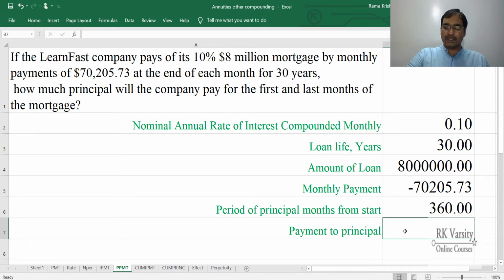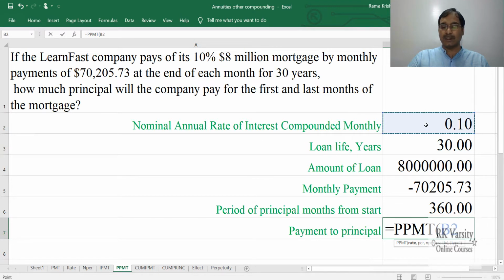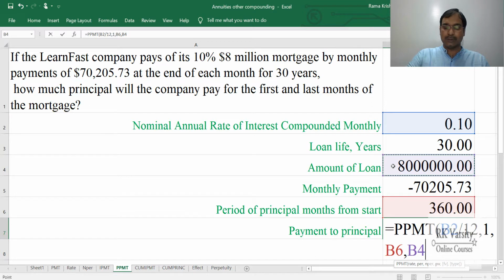So here we use equal to PPMT, that is principal payment. Here you need to select the rate. Here is the rate. This is the annual rate. This needs to be divided by 12 so that you get a monthly compounding rate. Then the period, for which period you want to know the principal amount. Let us say for the first period or the first month. So we'll enter 1 here for the first month. Then the number of periods, total number of periods is 360. We'll select this, place a comma, then your PV, the loan amount. So select the loan amount, close the bracket and press the enter key.